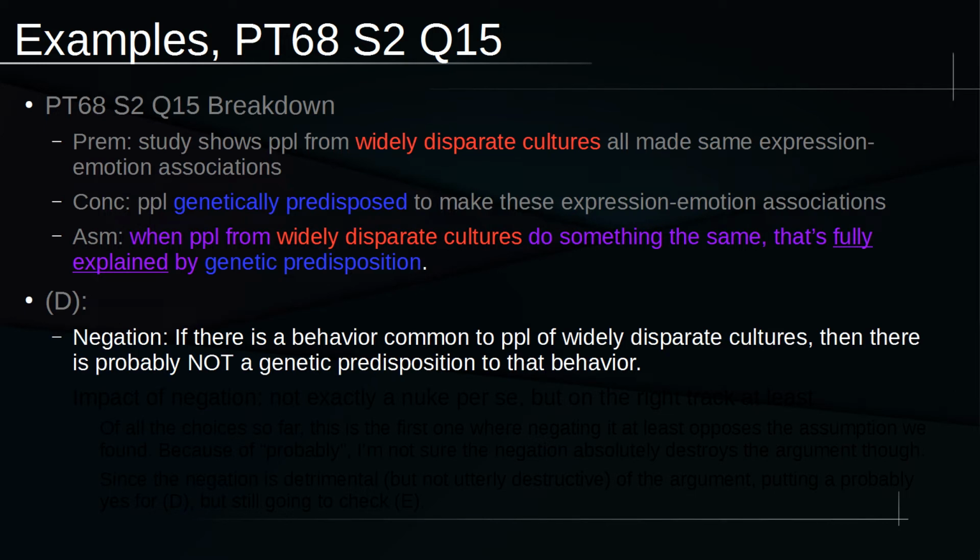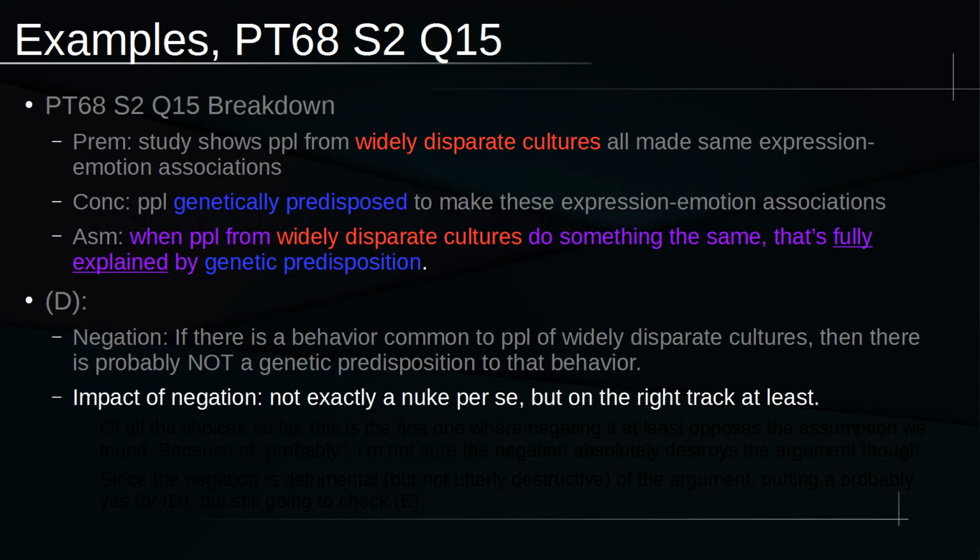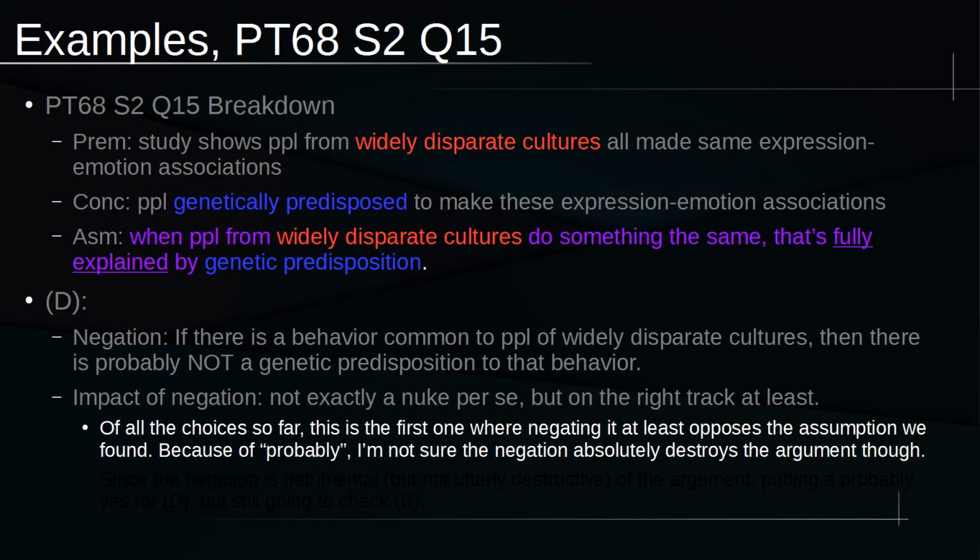Now pushing into D at this point. Negating this one: if there is a behavior common to people of widely disparate cultures, then there is probably not a genetic predisposition to that behavior. The impact of this negation is that it is not exactly a full-on nuking of the argument per se, but it does feel like it's on the right track. Of all the proposals and choices so far, this is the first one where negating it at least opposes the assumption we found in the argument.